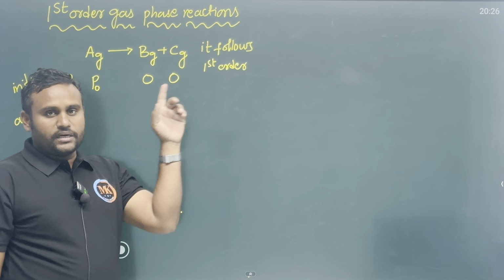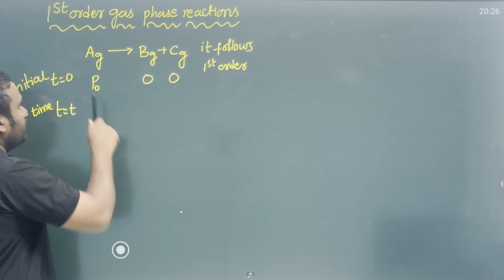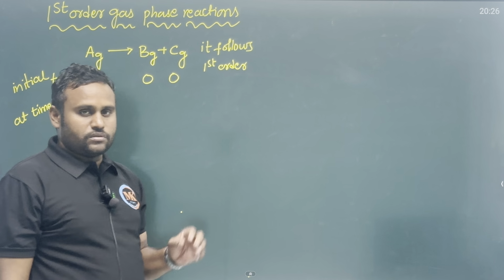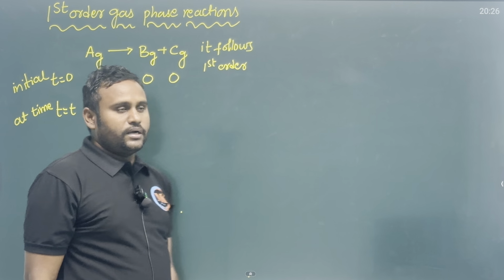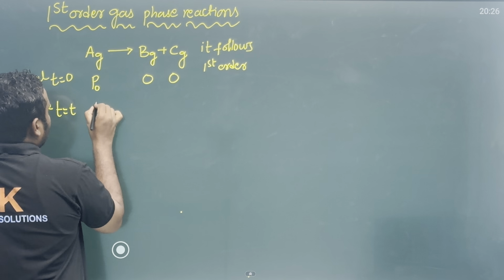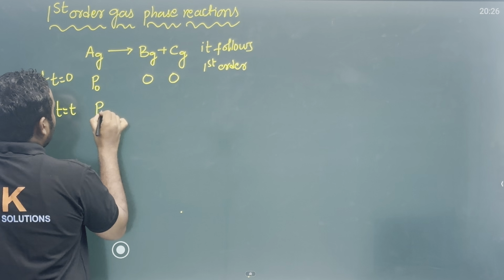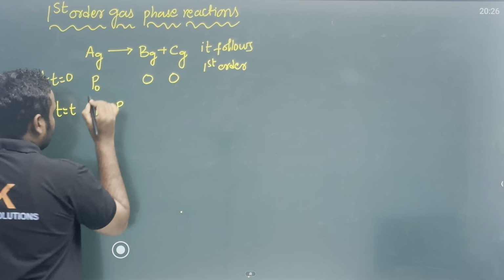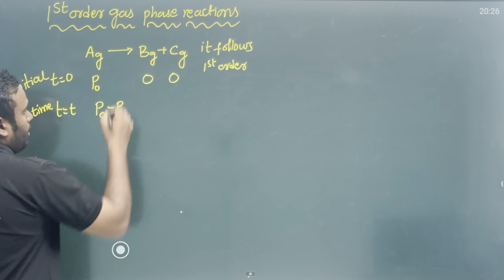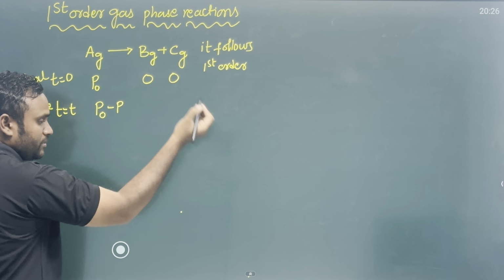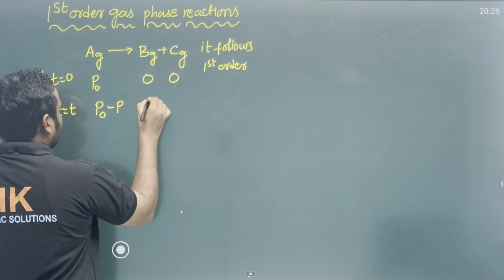Some of the reactant is converting into product, so the partial pressure of A is going to decrease. How much are we considering here? P naught minus P. This much pressure of A is decreased, and the pressure of B increased by P and the pressure of C increased by P.